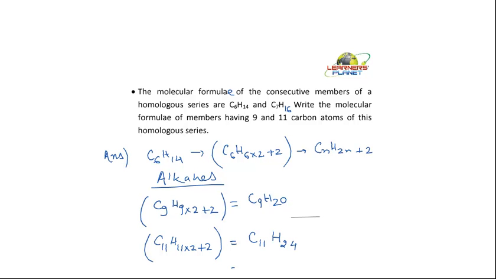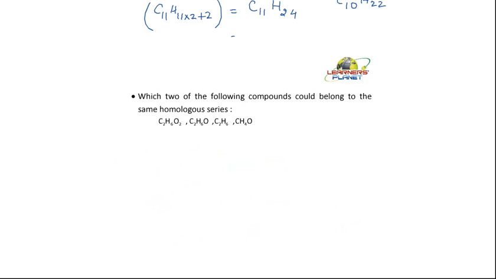So in between them, there is C8 also. It's not asked in the question, but it would be C8H18. And there is C10 also, which is C10H22. So remember, students, that between two homologues there is a difference of CH2. Okay? Now let's take up our next question here.